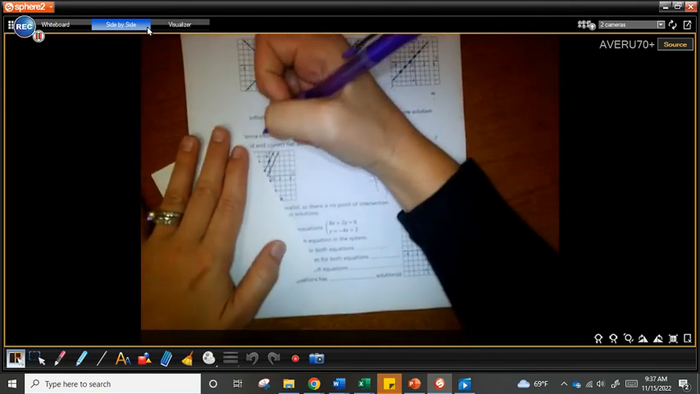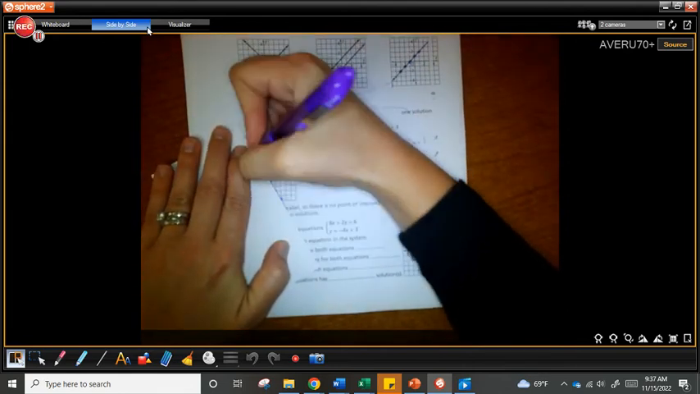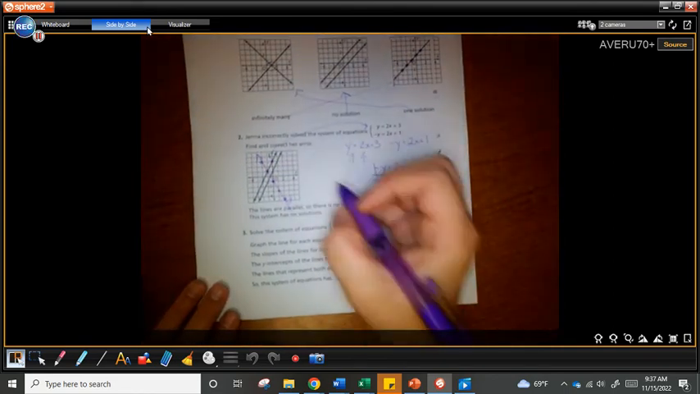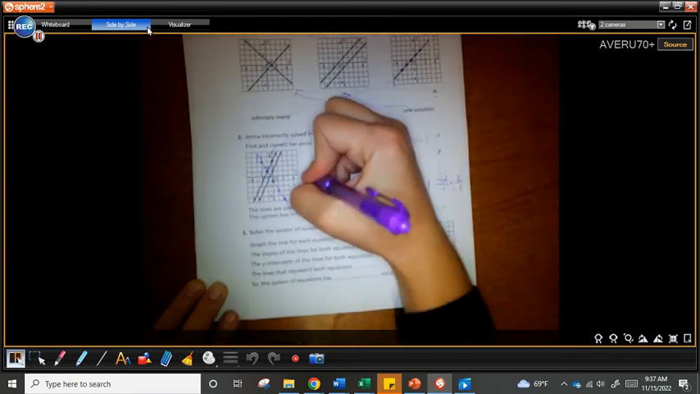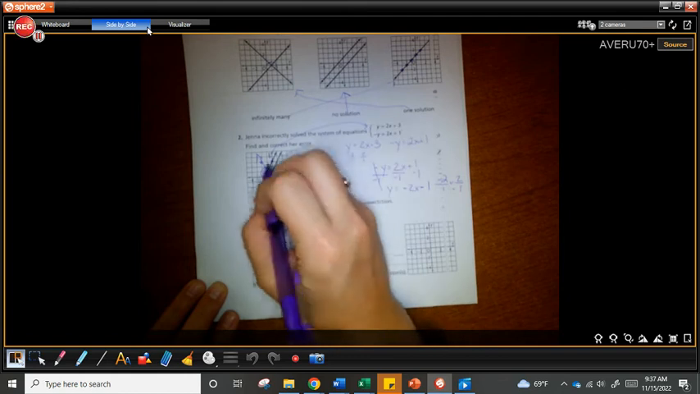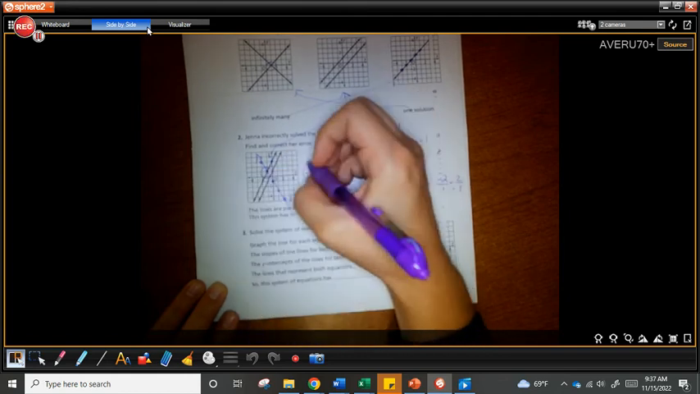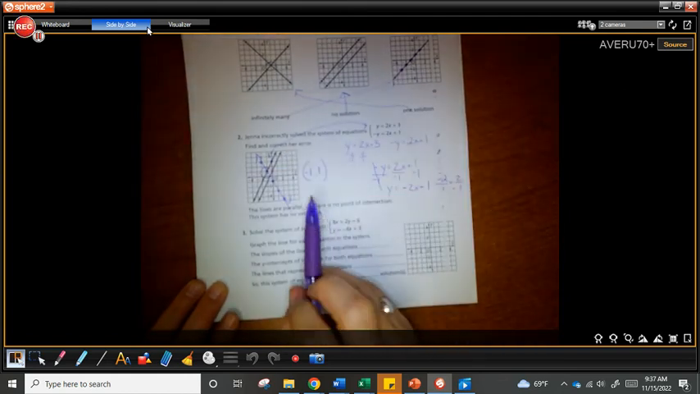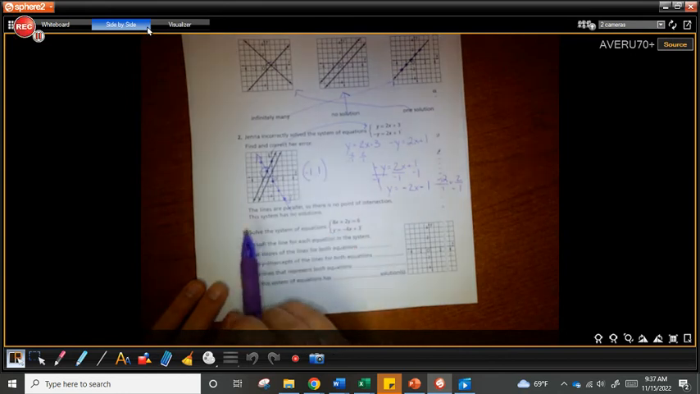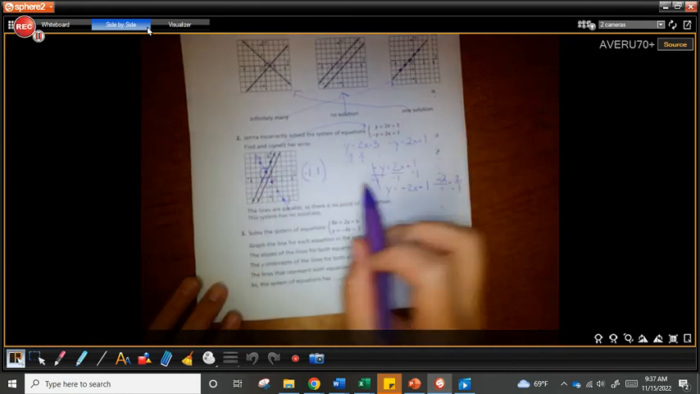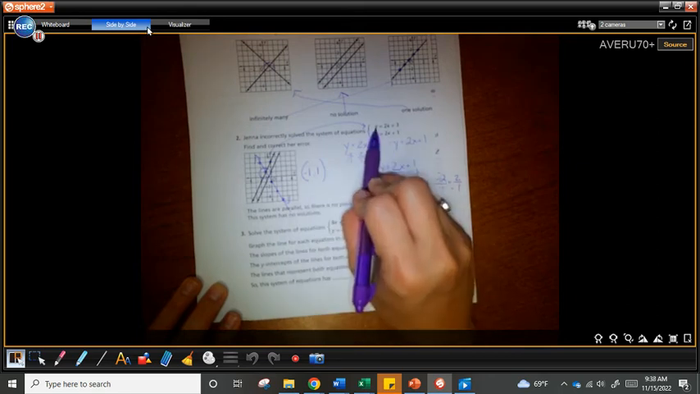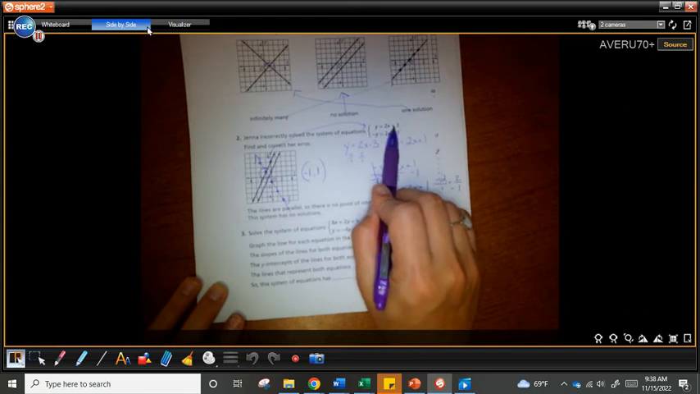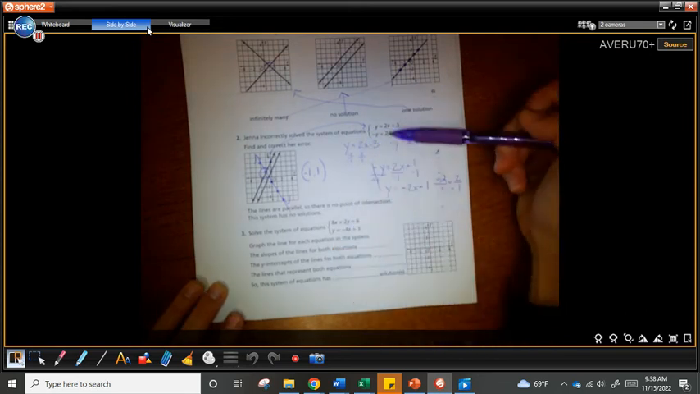I'm going to use a straight edge. And it looks like there is one solution. Those lines meet at negative 1. So over negative 1, up 1. So negative 1, 1 is the ordered pair. That is where these two lines meet. Meaning if we plugged in negative 1 for x and 1 for y, it would make both sides of the equation equal for both problems.